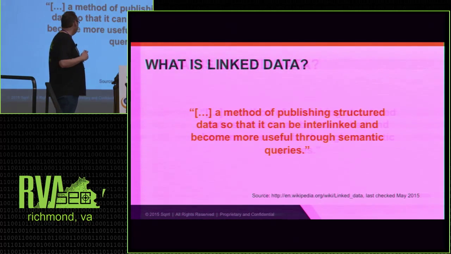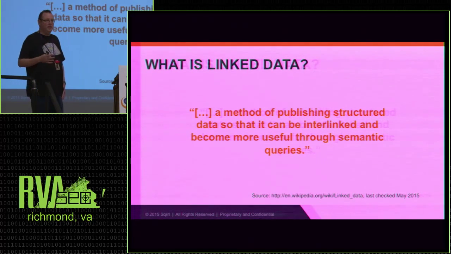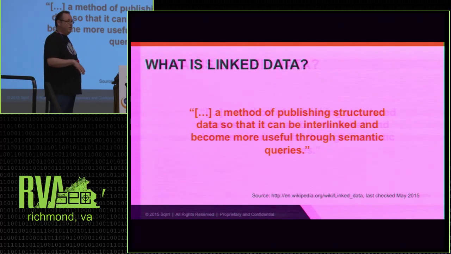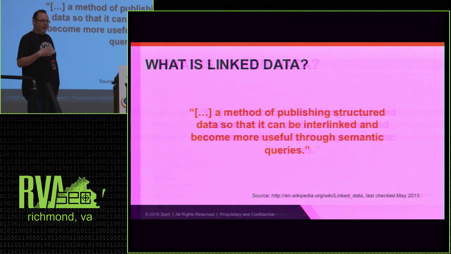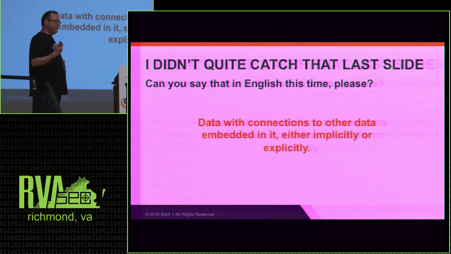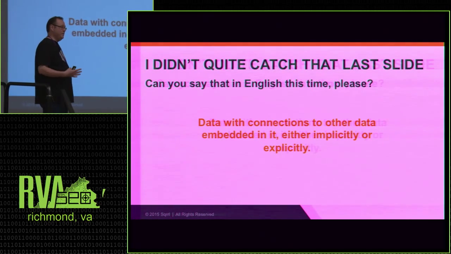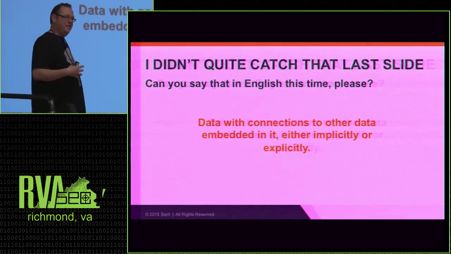So first of all, what is linked data? Well, if you go to Wikipedia, you'll see this. It's a method of publishing structured data so that it can be interlinked and become more useful through semantic queries, which is technically correct, but it doesn't really address the question, what is linked data? So I have my own definition. It's data with links in it to other data.